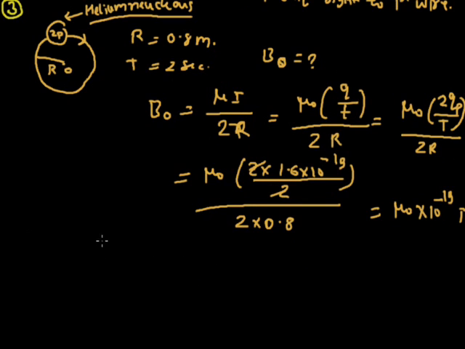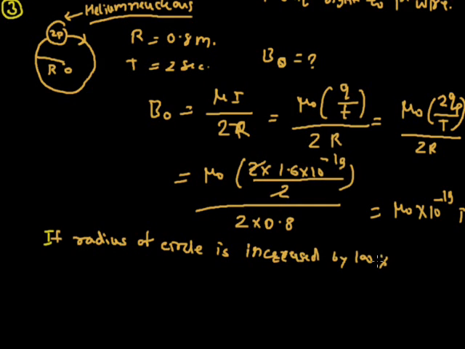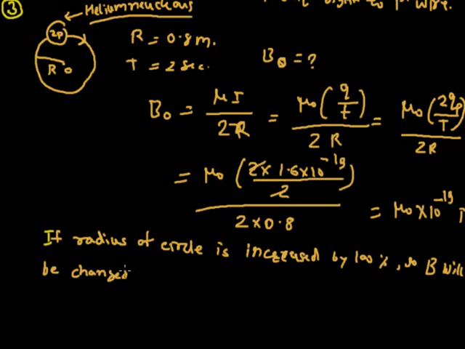Now the deviation: suppose in this question the radius of the circle is increased by 100%, so B will be changed or not.